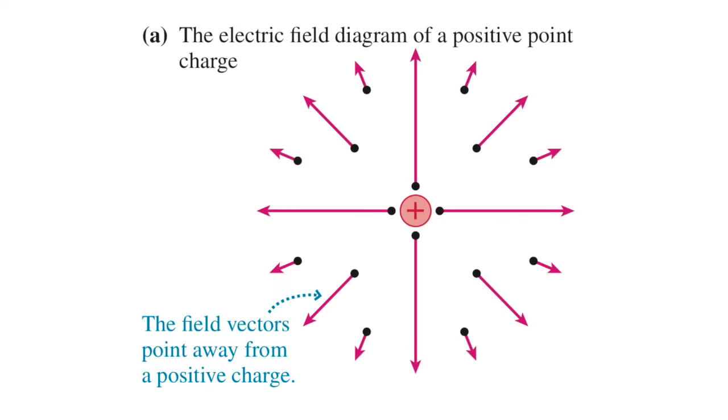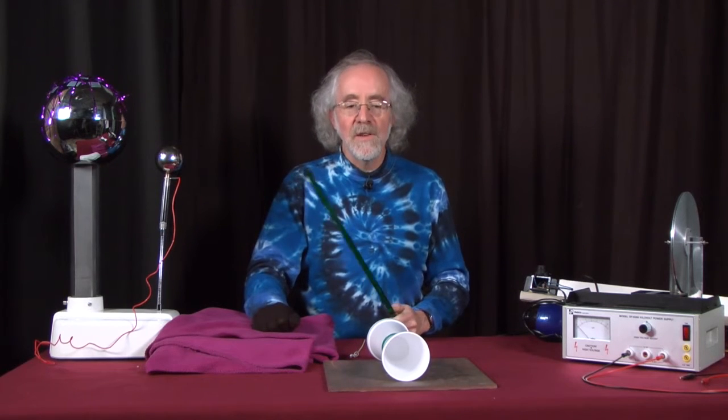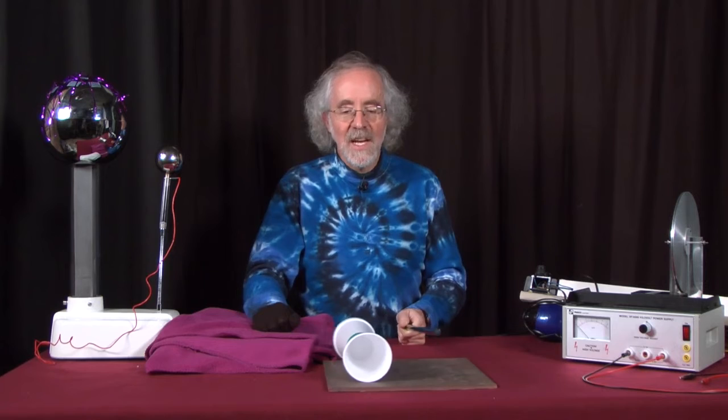We'll start by representing the electric field as a series of vectors. And the vectors show the direction and the magnitude of a force that's experienced by a positive charge. We're going to define the direction and the magnitude of the electric field as the direction and the magnitude of the force that's felt by a positive test charge.